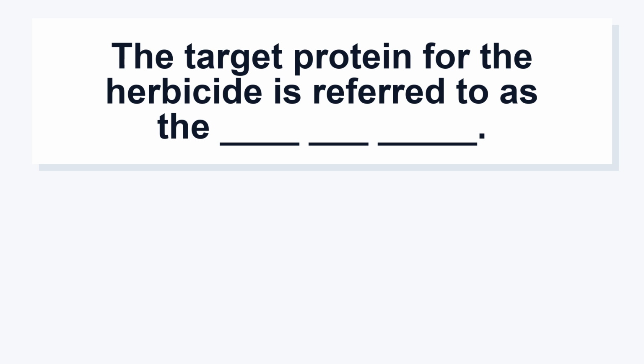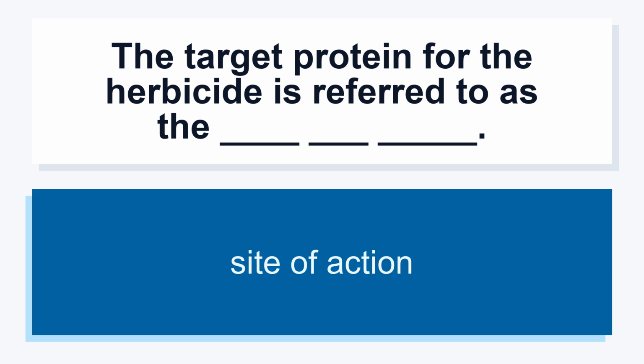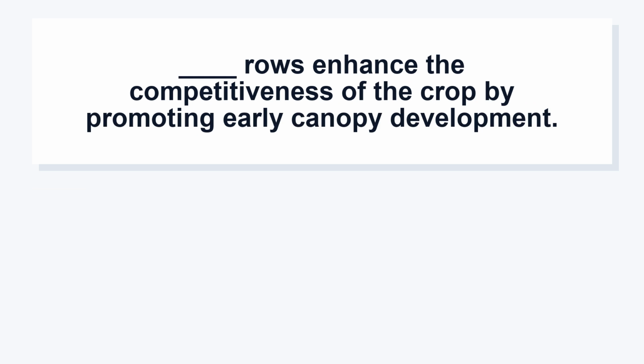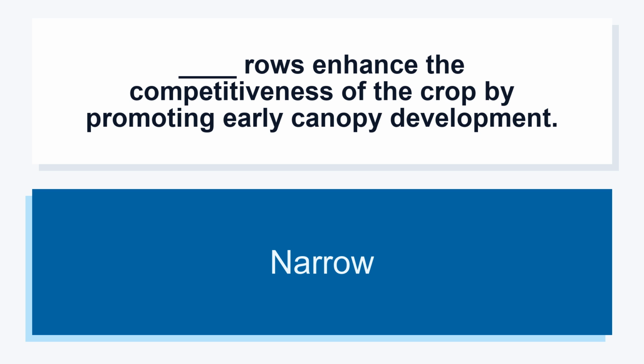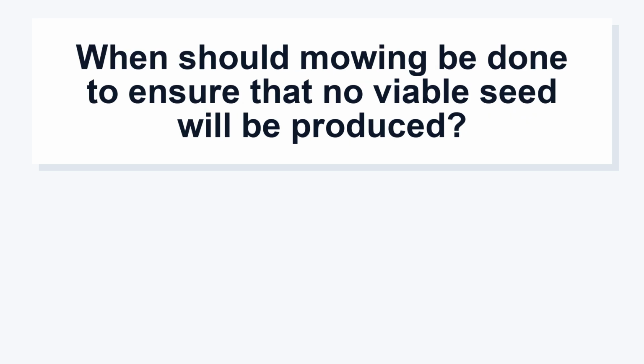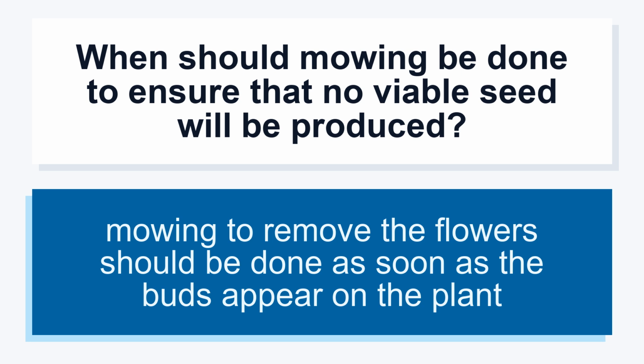The target protein for the herbicide is referred to as the site of action. Narrow rows enhance the competitiveness of the crop by promoting early canopy development. When should mowing be done to ensure that no viable seed will be produced? Mowing to remove the flowers should be done as soon as the buds appear on the plant.